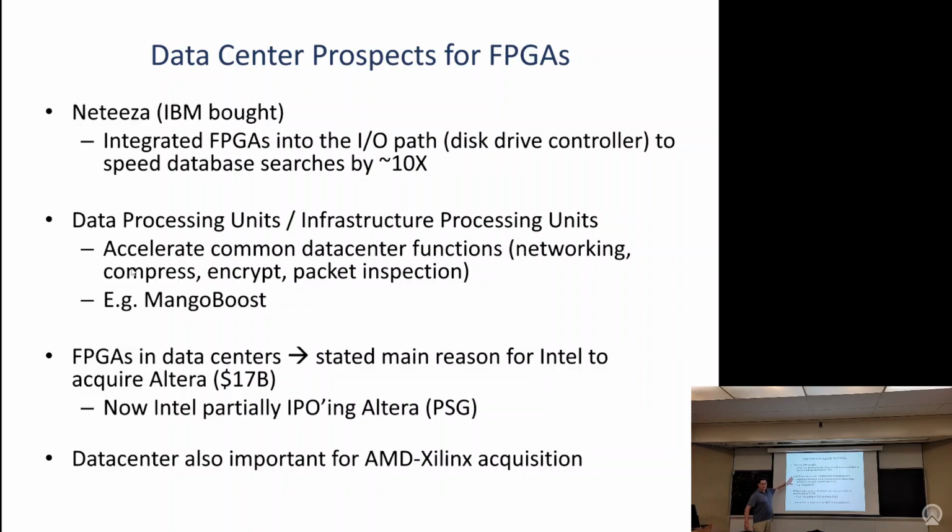And they use FPGAs to do that. And it's led to, so it's the main reason, at least the stated main reason, that Intel bought Altera. Now Intel has since partially IPO'd Altera, so it may mean that that stated plan didn't 100% work out the way they wanted. It also appears to have been a big factor in AMD's Xilinx acquisition.